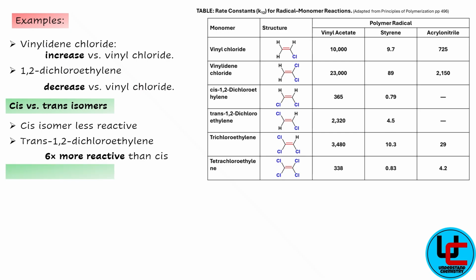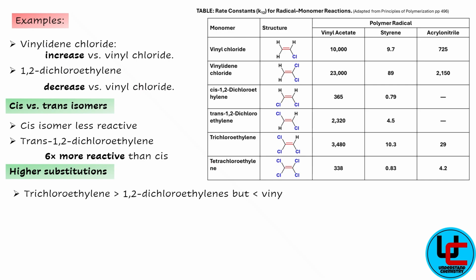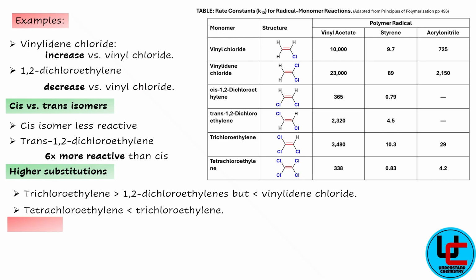The trans configuration reduces steric clash, but the beta substitution still limits reactivity. Then we have trichloroethylene. With 3 substituents, it's less reactive than vinylidene chloride, but more reactive than the dichloroethylenes, showing that position matters more than just the number. Finally, tetrachloroethylene with 4 bulky substituents is the least reactive, almost 70 times less than vinylidene chloride. This confirms that excessive substitution near the double bond severely hinders polymerization.